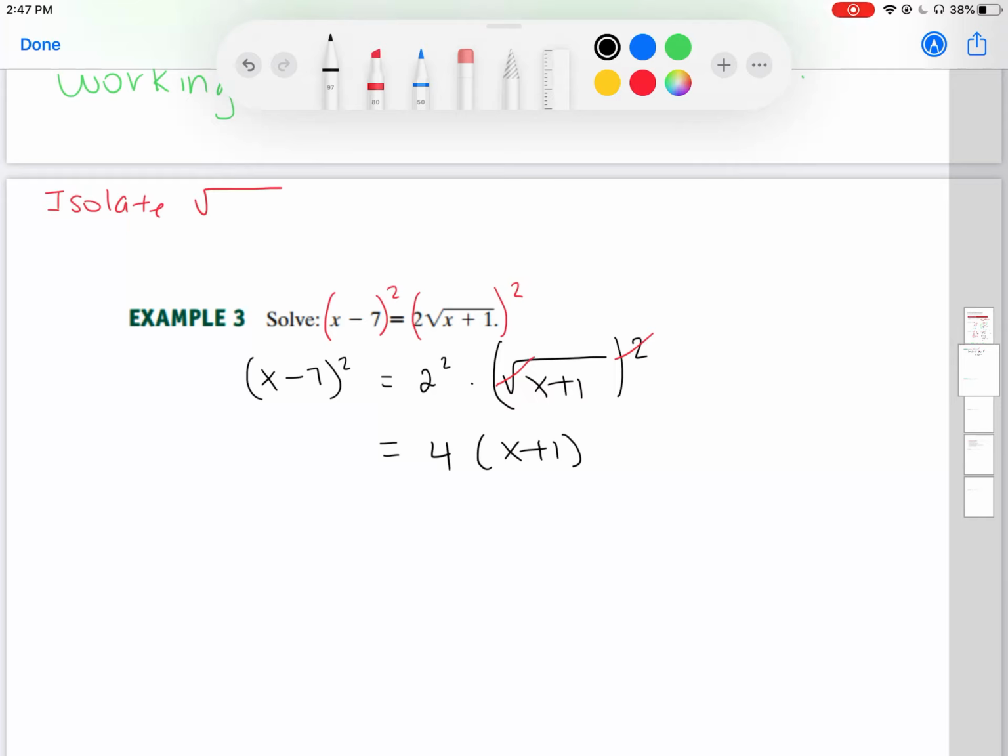So I'll write the work on the side. x minus 7 squared, that means x minus 7 times x minus 7. You can go ahead and FOIL, multiply your first, your outer, your inner, your last, or you can remember your expansion rules from chapter 4. So this is x squared minus 14x plus 49.